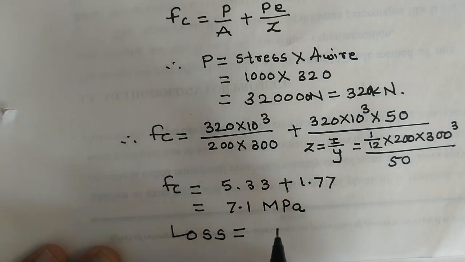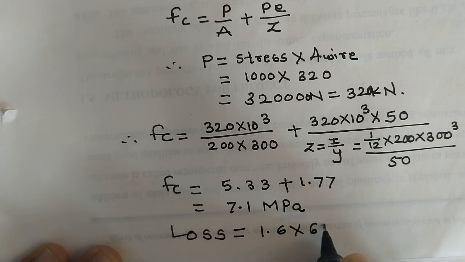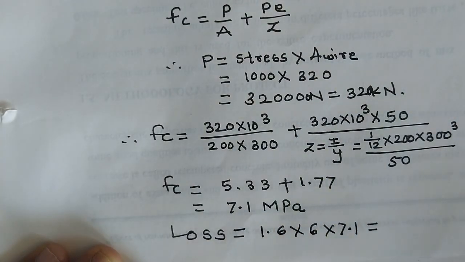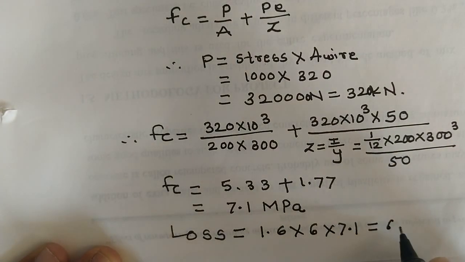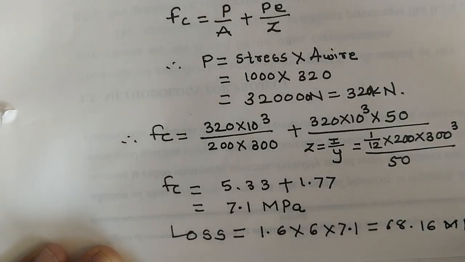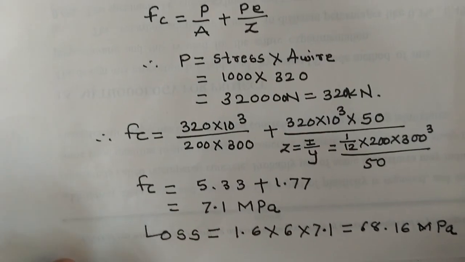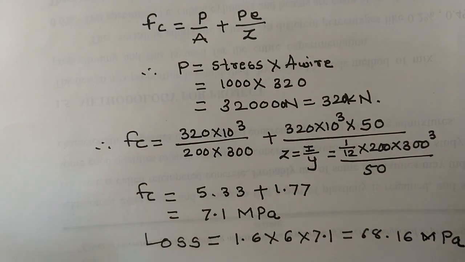Now we can simply calculate the creep loss. The loss is equal to the creep coefficient 1.6, modular ratio 6, and 7.1 as fc. 1.6 into 6 into 7.1, the answer is 68.16 megapascal. This is the creep loss.